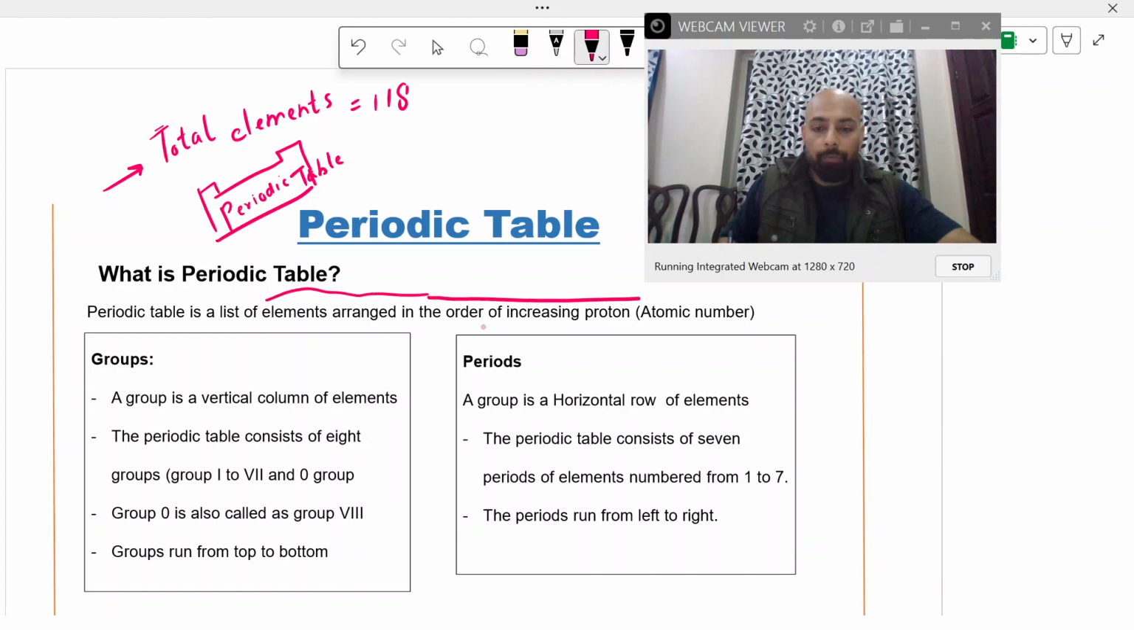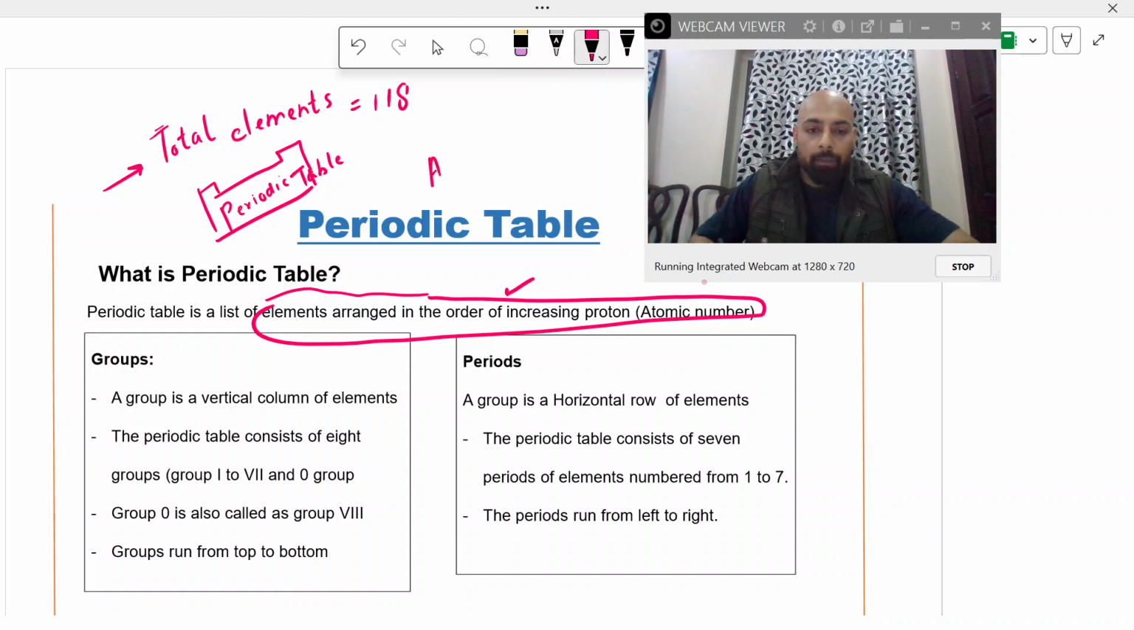arranged in the order of increasing proton number. This should be very clear to all of you, that is how the elements are arranged. They are arranged in the order of increasing proton number, or you can also say atomic number, which is the number of protons.